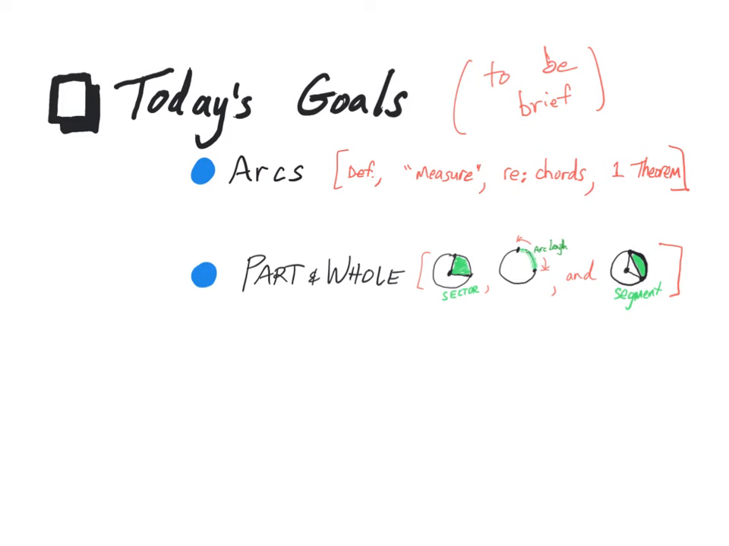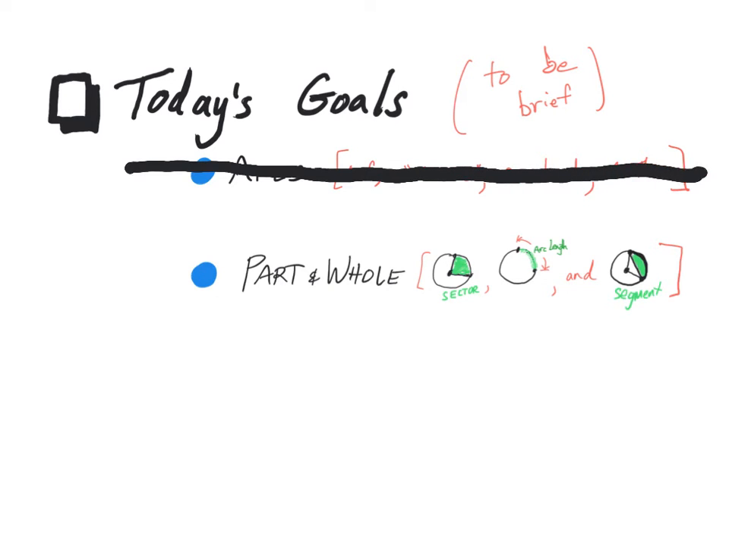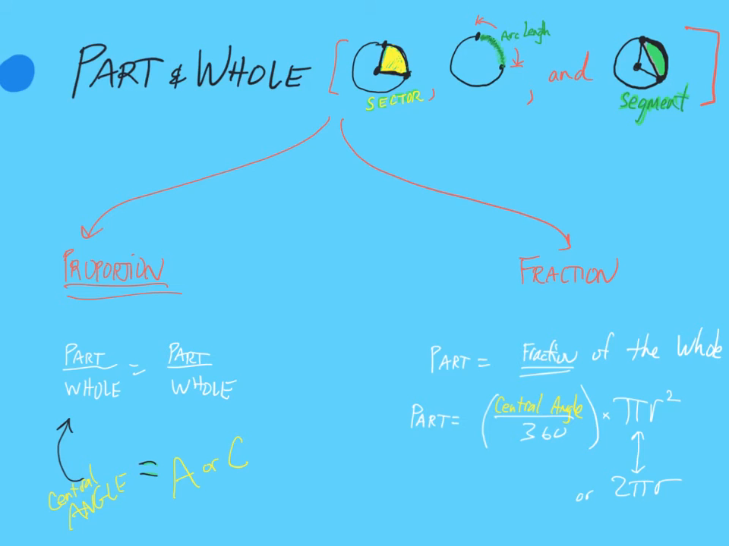Okay, so for today's goals, we are done with this. We've defined arcs. We've talked about the arc length and the measure of an arc, the relationship to chords, and one theorem. Next, this idea about part and whole, and specifically the area of a sector, which is like a piece of pie, the length of an arc, and the area of a segment.